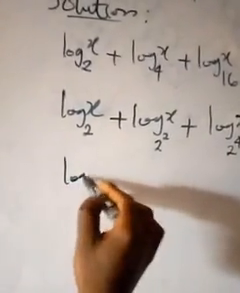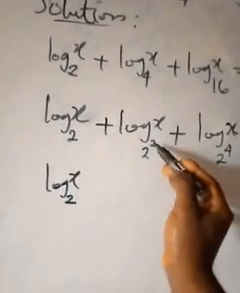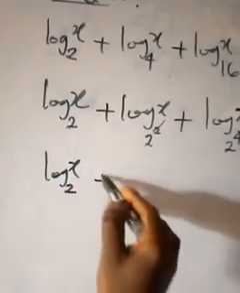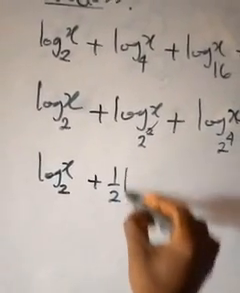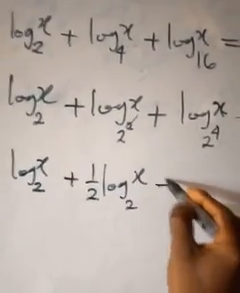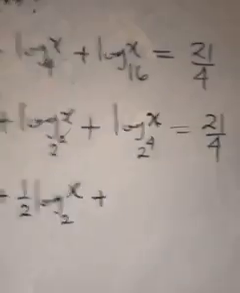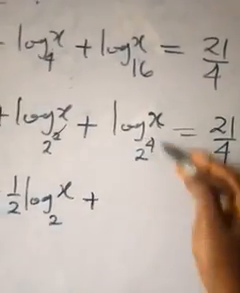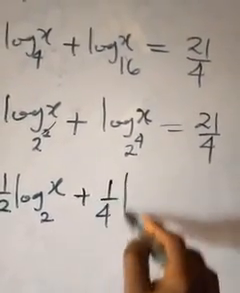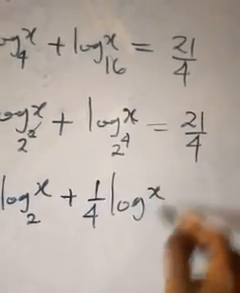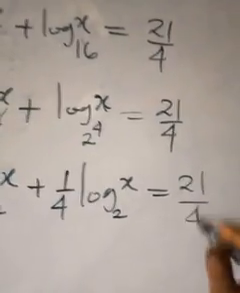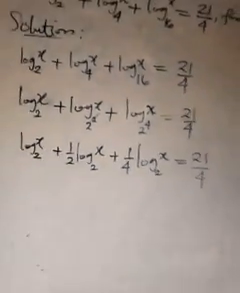Just like what we've explained earlier, this is the power. The reciprocal of this power will multiply everything here. That will give us 1 over 2 log s. These 2 will remain as a base. Plus, this is the power. 4 is the power from this base. Then the reciprocal, which is 1 over 4, will multiply everything. That is log s base 2 equals 21 over 4. Now we are good to go.